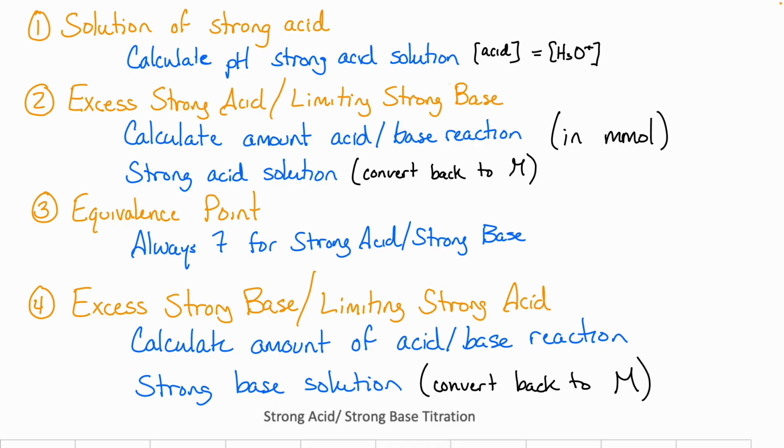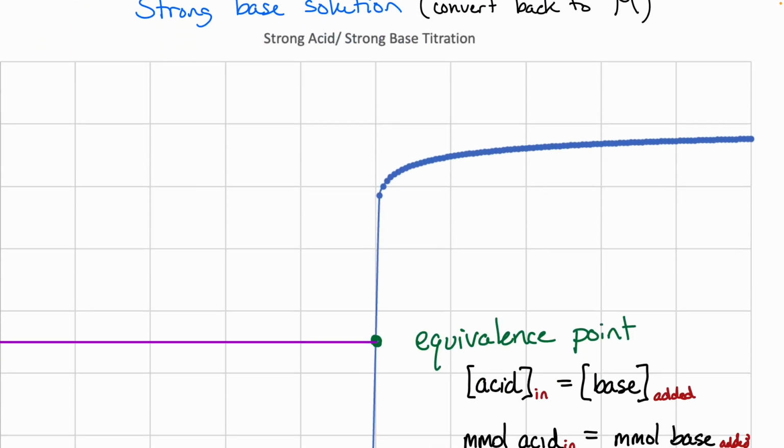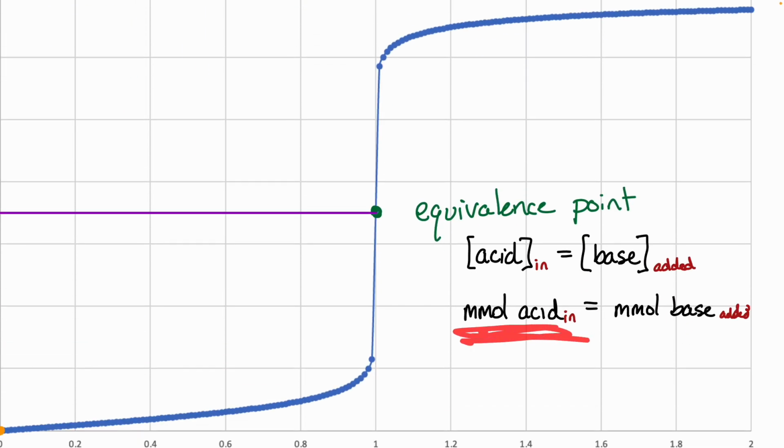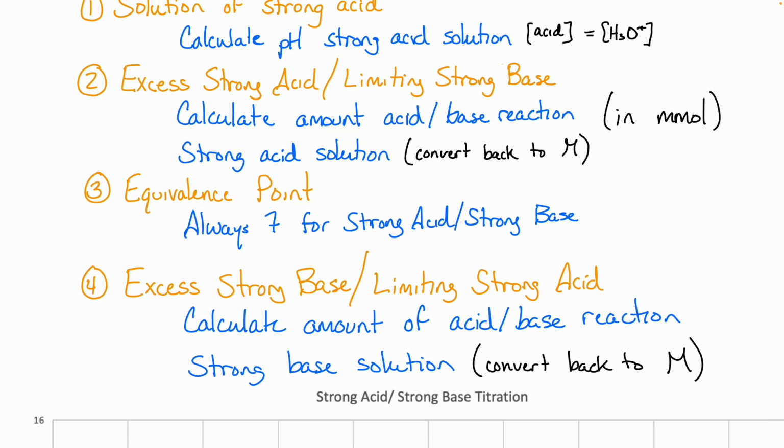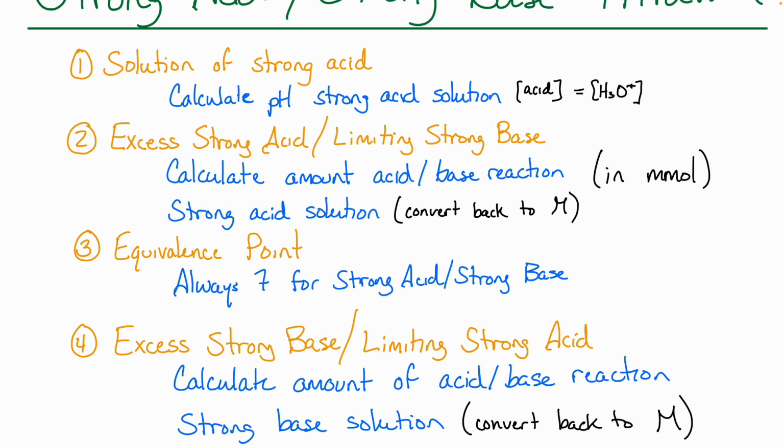All right, then we get to the equivalence point where we have exactly the same amount of acid and base molecules in that solution. And since this is a strong acid and a strong base, their conjugates are both neutral, meaning that our pH is always going to be 7 at the equivalence point for a strong titration.